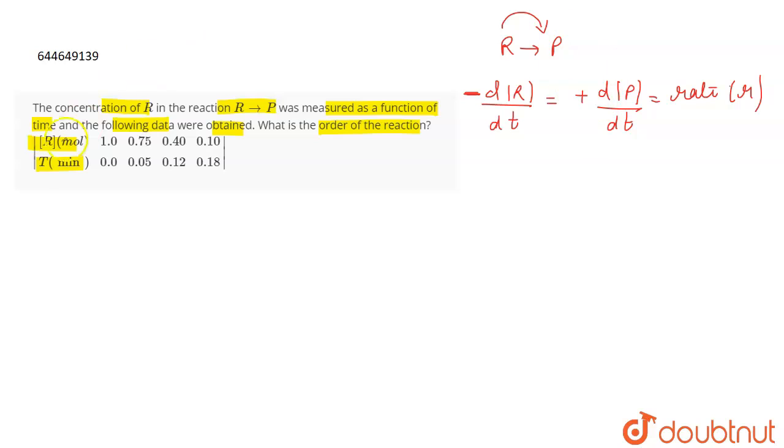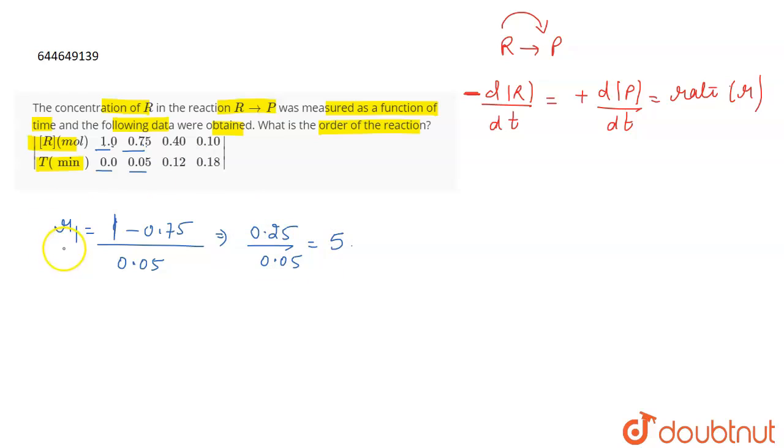Now, we are given the values for the concentration of R and time here. So let us calculate the first rate, which will be when the concentration changes from 1 to 0.75 in 0 to 0.05 minutes. So what will be R1? R1 will be the change in concentration of the reactant, which will be 1 minus 0.75, divided by 0.05. This is how you will calculate it. So this will be 0.25 divided by 0.05. This will come out to be equal to 5.